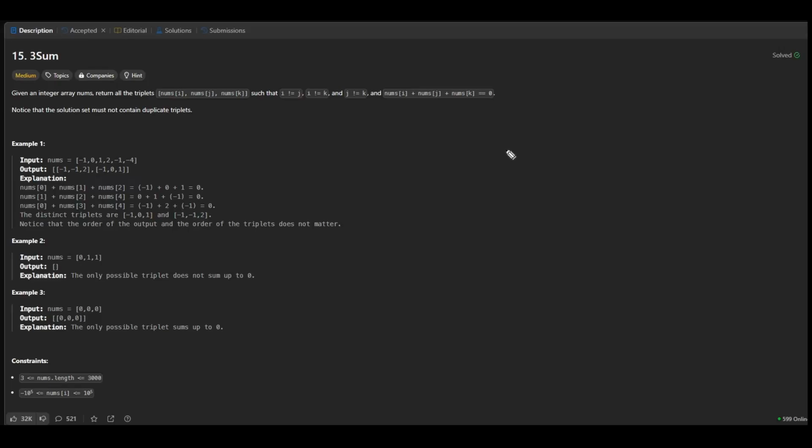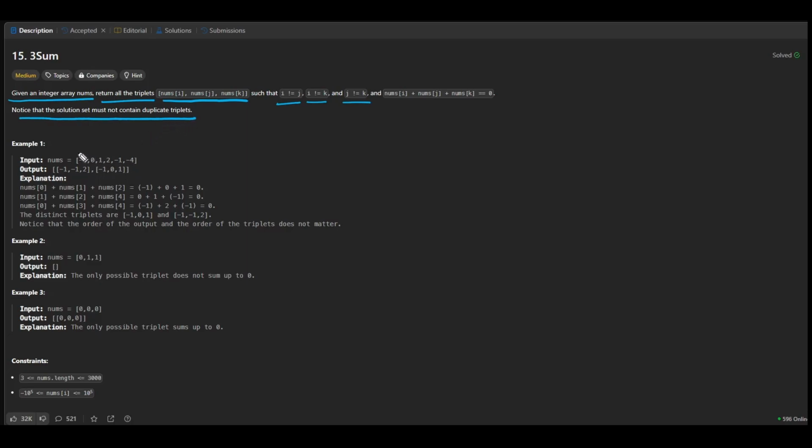Hey everybody. So let's try to solve this problem, 3Sum. Given an integer array nums, return all the triplets nums[i], nums[j] and nums[k] such that i is not equal to j, i is not equal to k, and j is not equal to k. Basically all these indices are distinct. In this case, nums[i] plus nums[j] plus nums[k] should be equal to 0, the sum of these. The solution should also not have duplicate triplets.